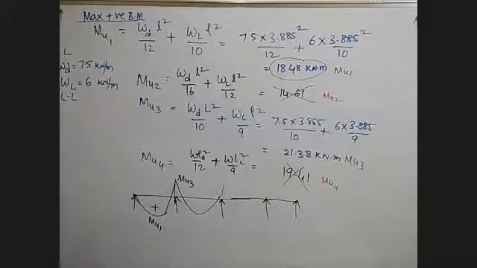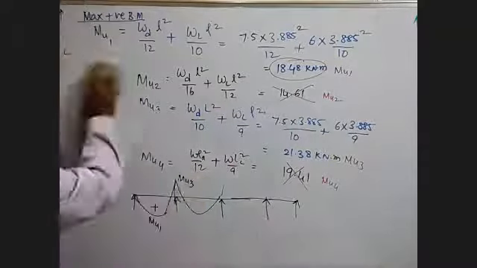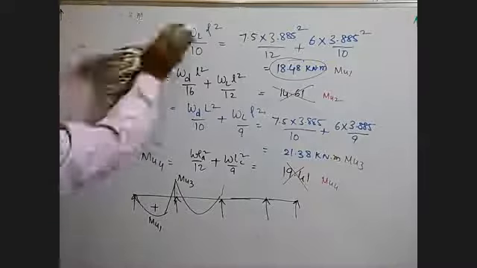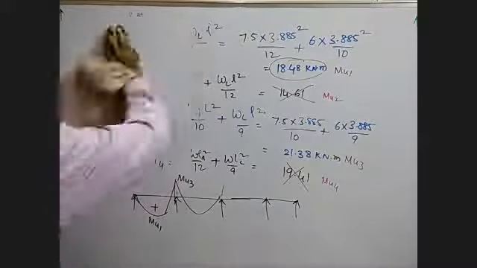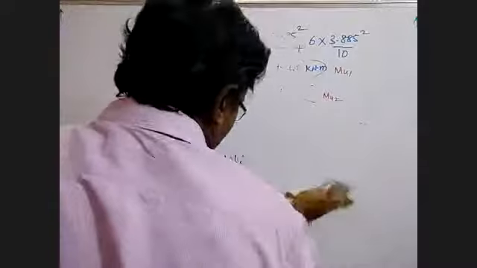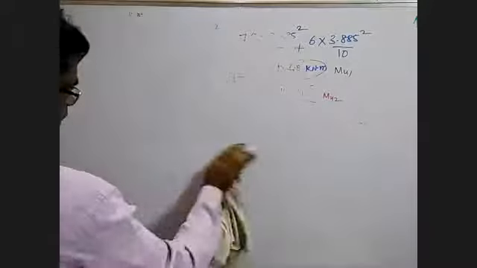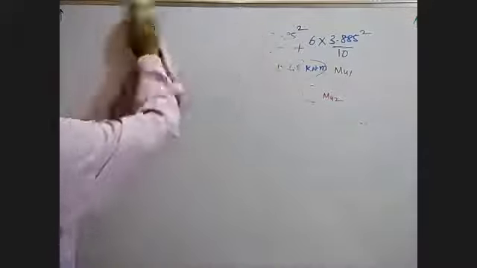Now the next step is the calculation of AST reinforcement using this. Remember these two values, 18.48 and 21.38. At the end span, the maximum bending moment comes in the middle of the last span. In that same span, near the end support, the outside support, is the maximum negative bending moment. So if you can remember this, you can do the one way continuous slab easily.